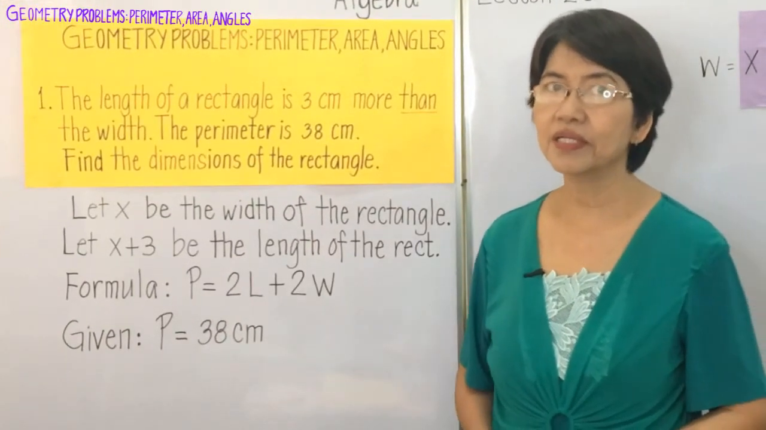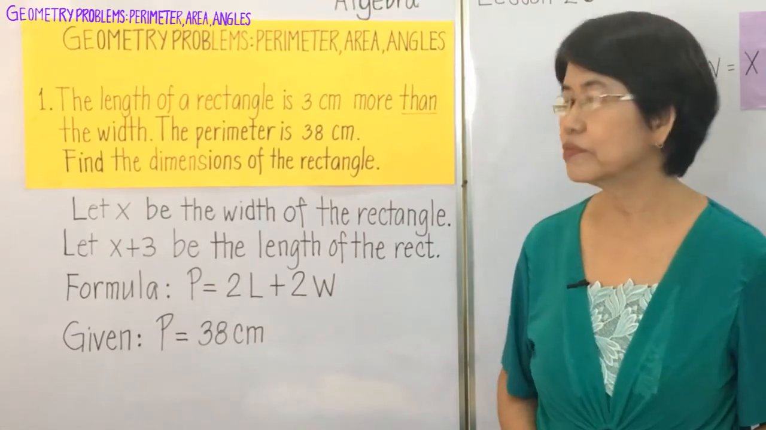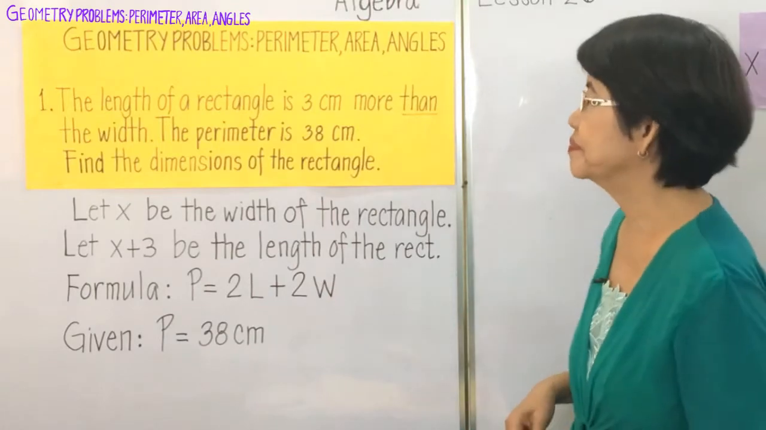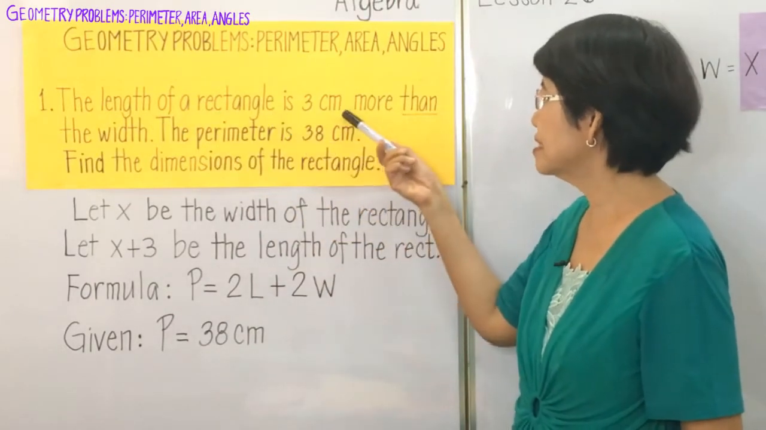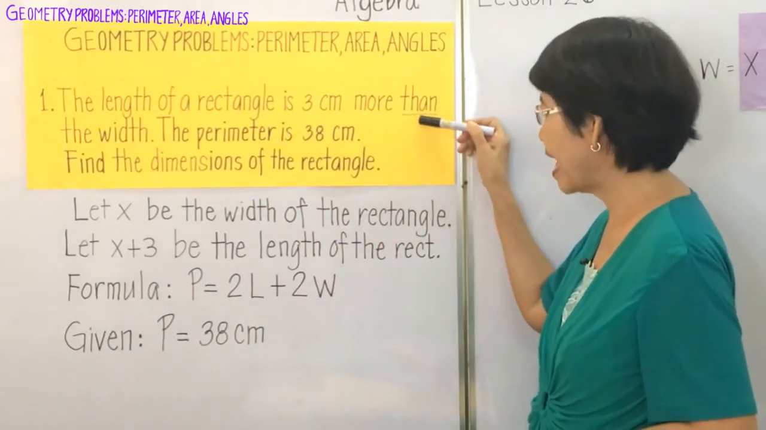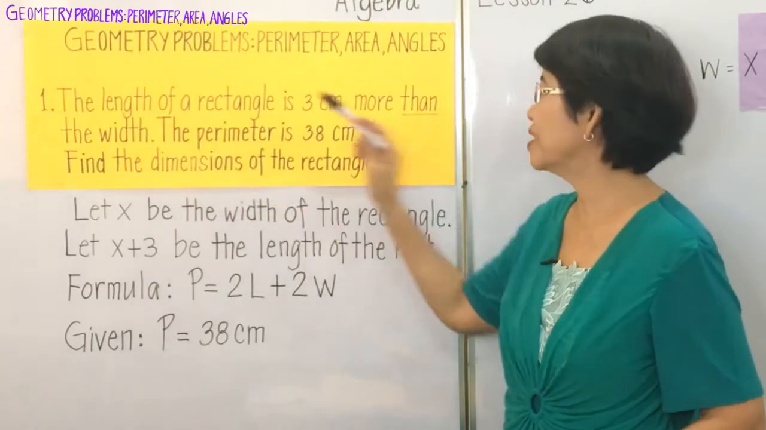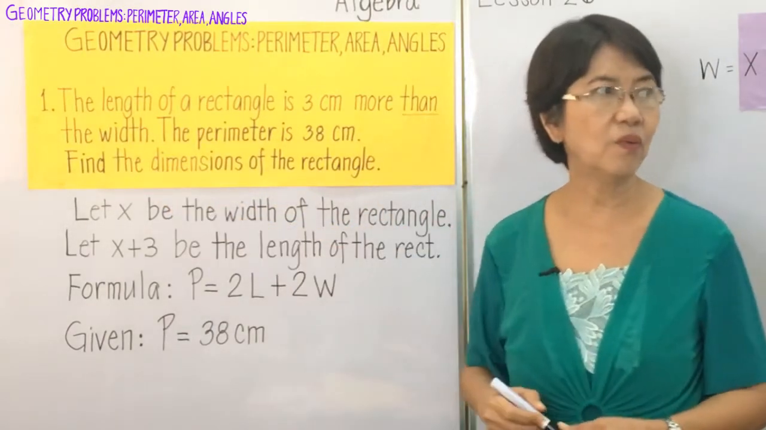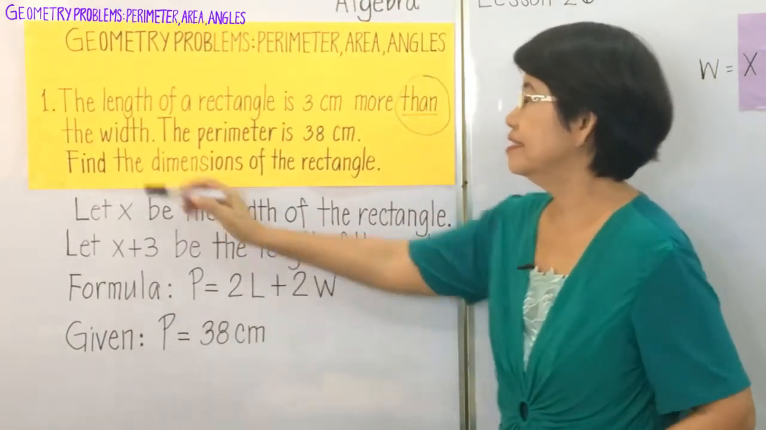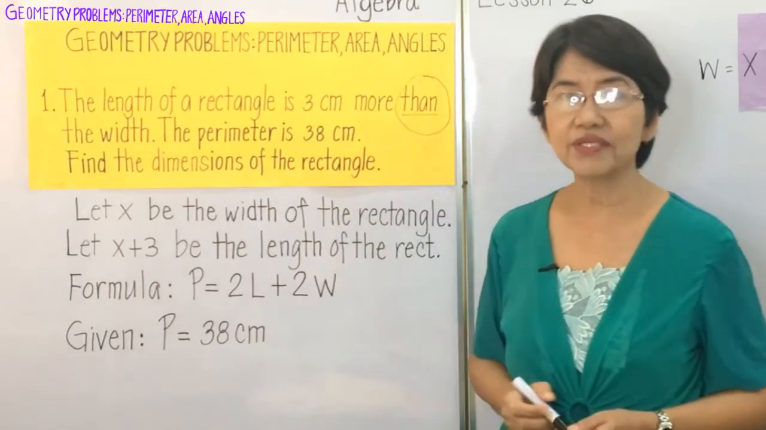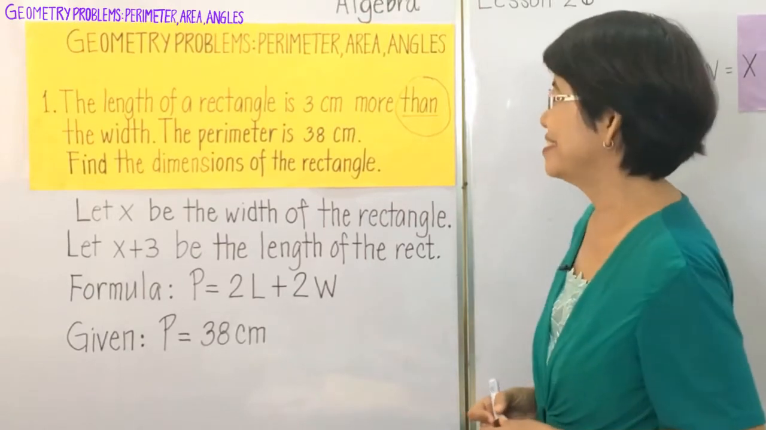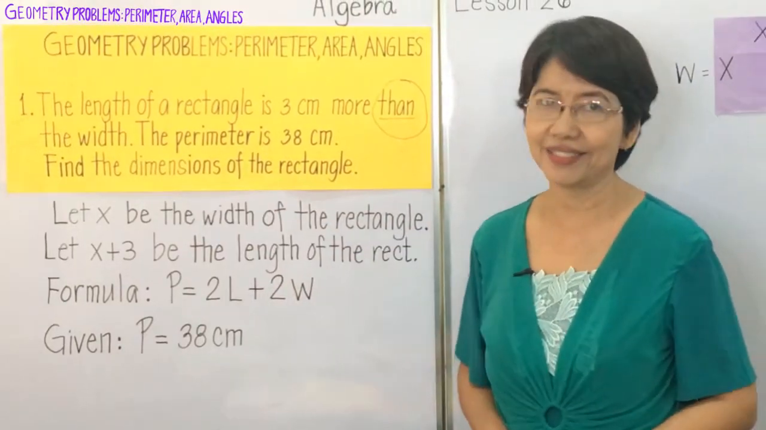In choosing the variable that we will use in our equation, we look at the problem first and we look at the words of comparison. The length of a rectangle is 3 centimeters more than the width. So 3 centimeters more than the width. The length is being compared to the width. So we have this word, and the noun that comes after that word will be represented by the variable x. So we choose the width as our x.